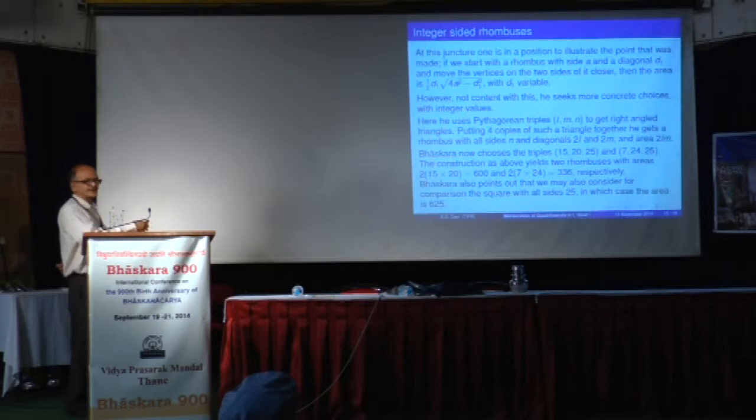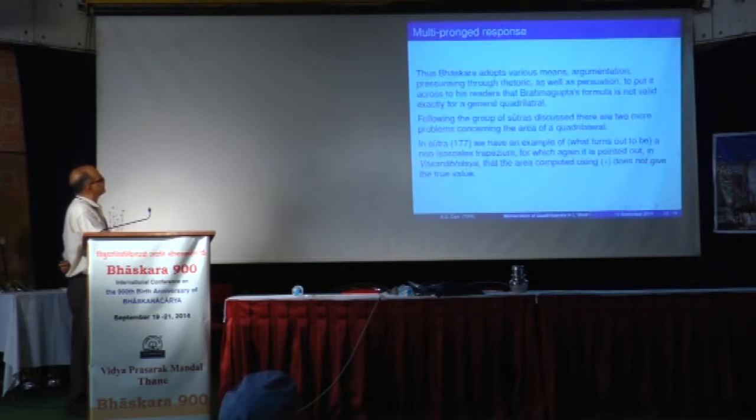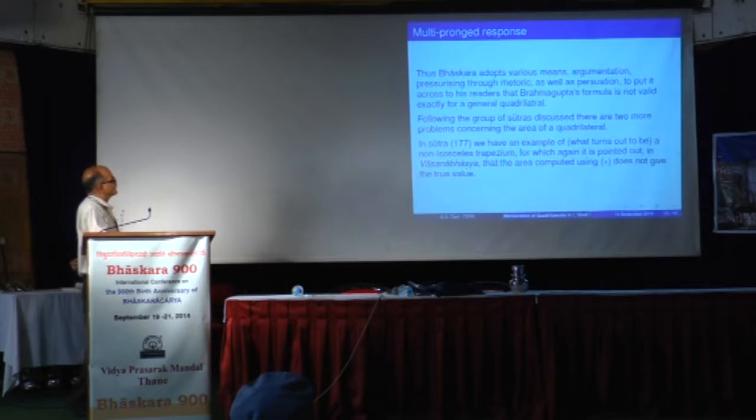So there is an elaborate picture drawn to say that the earlier belief is wrong. Bhaskara adopts various means, argumentation, pressurizing through rhetoric and persuasion, to put across to the readers that Brahmagupta's formula is not valid exactly for a general quadrilateral. It's the first time, I think, that clarity on the formula is generated to an extent.